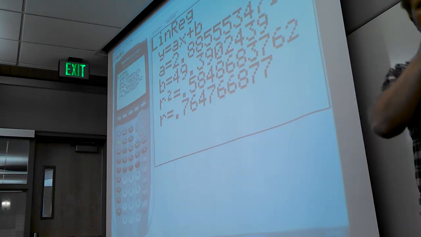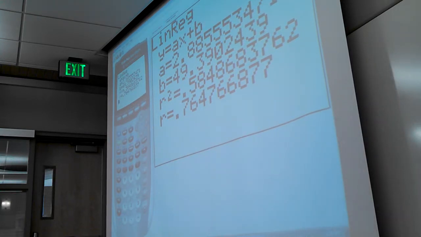Yes, sir. So use alpha equals 0.05? Normally, yes. And don't worry about it. I'm not going to give you the table. I'm just going to give you the cutoff score.